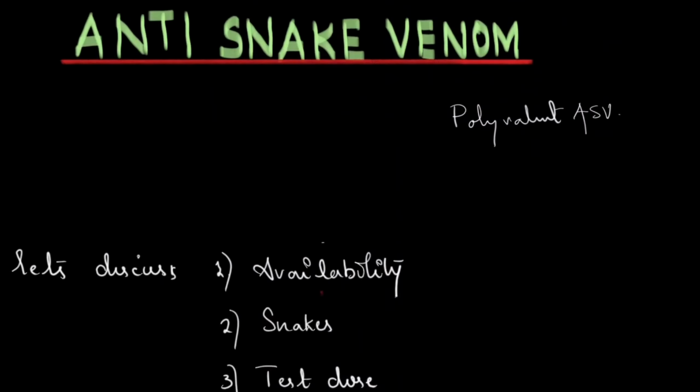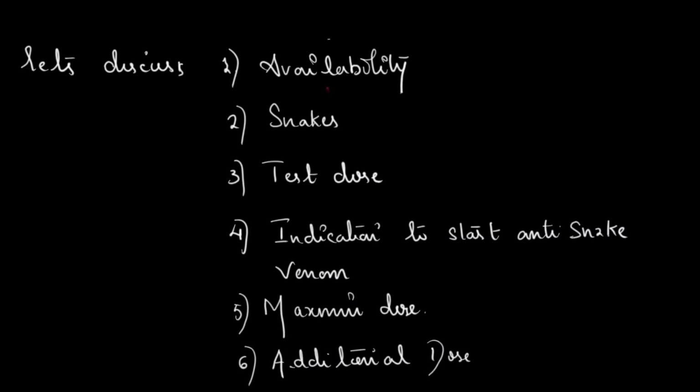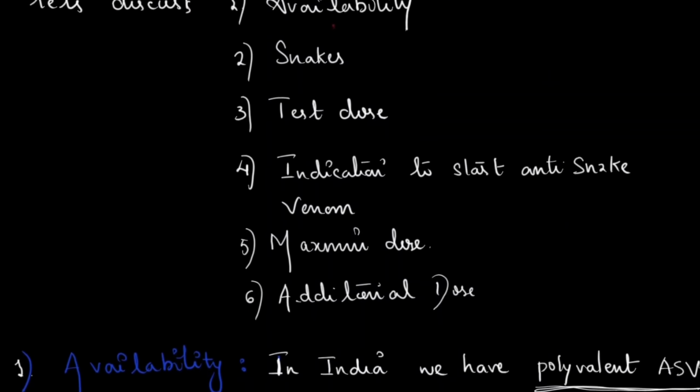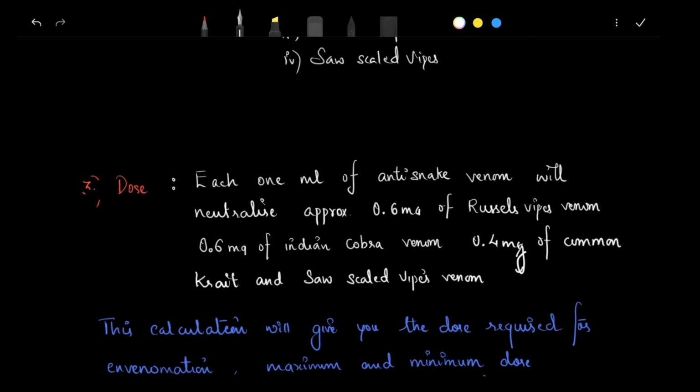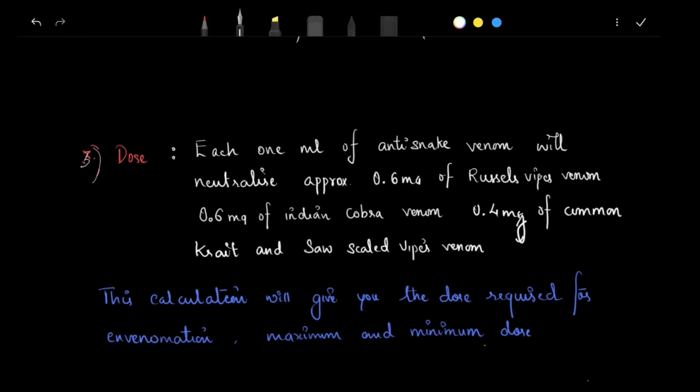Okay, snakes look like that, but in this video, we are not talking about snakes. We are discussing the polyvalent anti-snake venom. So now we should understand the dose required. Each 1 ml of the anti-snake venom will neutralize 0.6 milligram of Russell viper venom and 0.6 milligram of Indian cobra venom and 0.4 milligram of common krait and saw-scaled viper venom. Okay, so this calculation will give you the dose requirement.